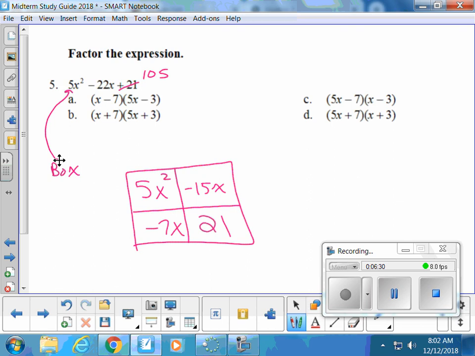At this time, we pull out our common factors in the top row. What do you have in common? A 5 and an x. And then I just reverse myself around. So 5x times what is 5x squared? And 5x times what is -15x? And then x times what is -7x? So this is one of those beware of the double negatives. So we get 5x minus 7 and x minus 3.